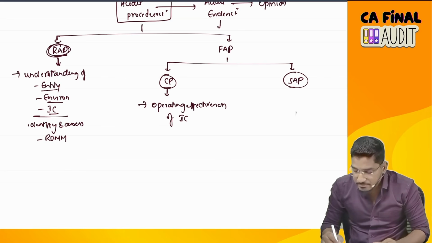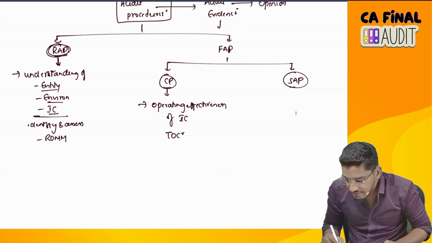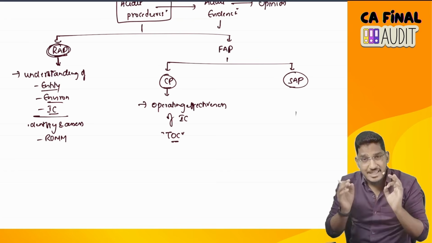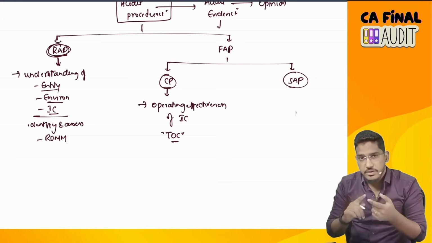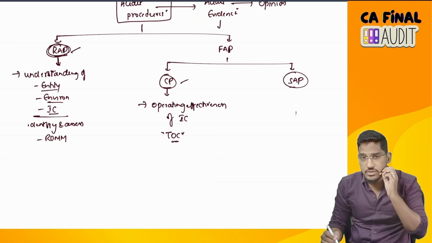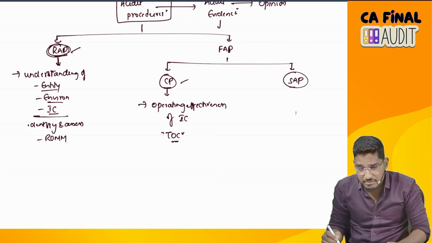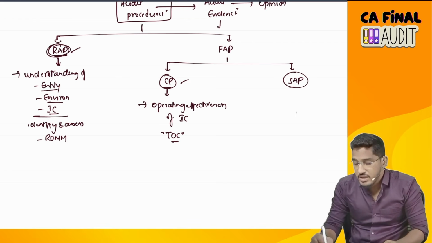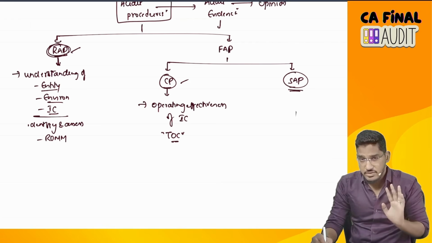Those procedures we call compliance procedures. There is another name for compliance procedures. We also call it test of controls. So whatever it is, we try to perform risk assessment, then we go to verify internal controls and try to obtain evidence regarding the operating effectiveness of internal controls. And once we have completed the compliance procedures, then we will go to substantive audit procedures.